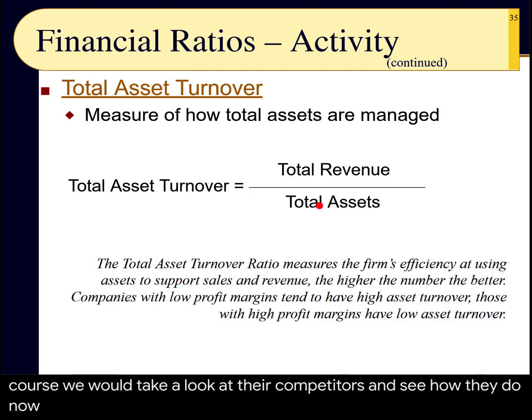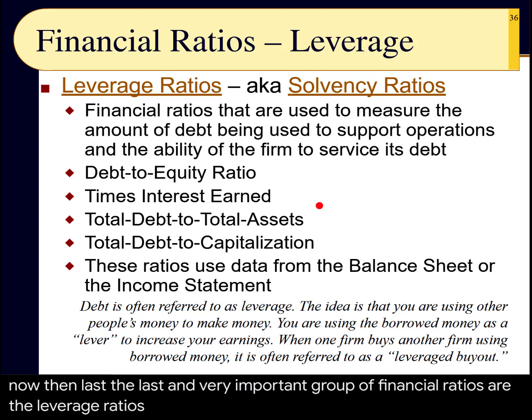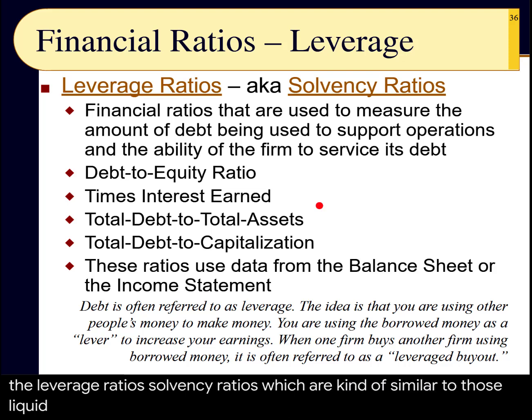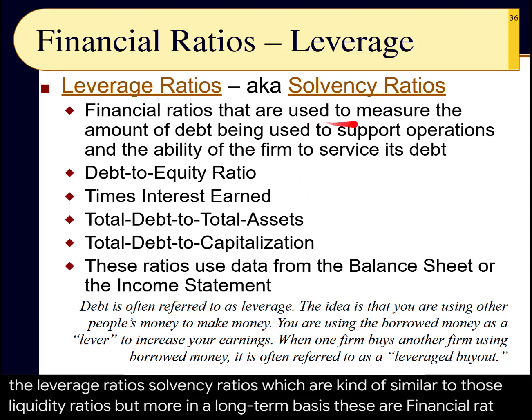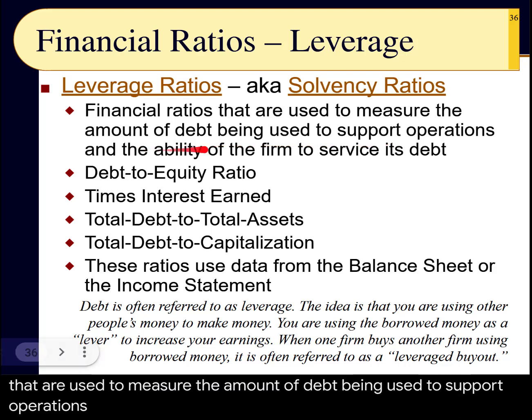Now, the last and very important group of financial ratios are the leverage ratios, or solvency ratios, which are kind of similar to those liquidity ratios, but more on a long-term basis. These are financial ratios that are used to measure the amount of debt being used to support operations and the ability of the firm to service its debt.